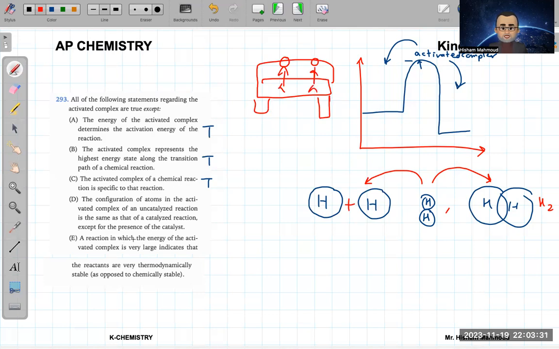طيب اخر حاجه reaction in which the energy of the activated complex is very large indicates that the reactants are very thermodynamically stable. صح، very thermodynamically stable as opposed to the chemically stable.